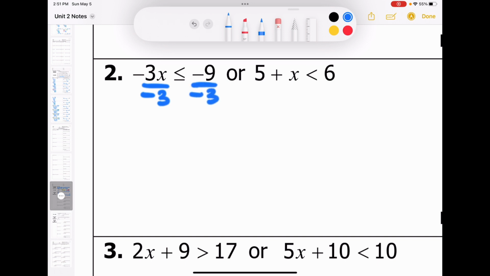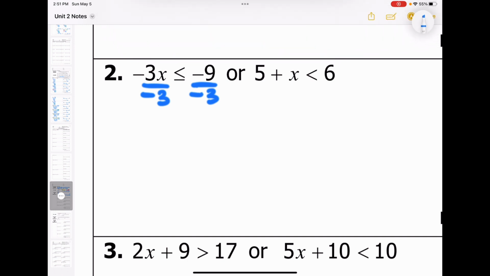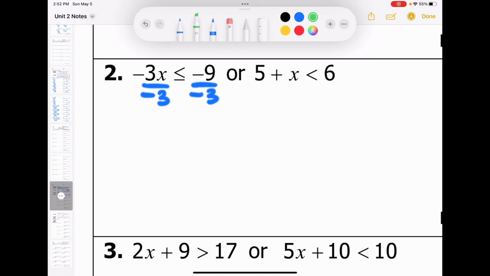All right, and remember, when you divide by a negative number, our inequality sign is going to flip. So those cancel, so I'm left with x is greater than or equal to, because it flips, positive 3, because negative 9 divided by negative 3 is positive 3.